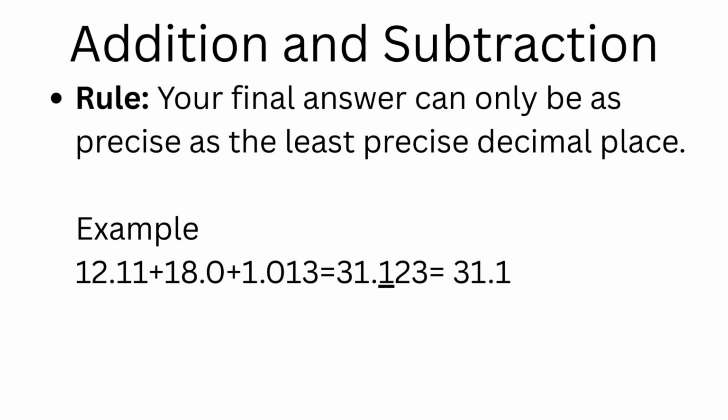For example, 12.11 plus 18.0 plus 1.013. Put the whole addition into your calculator and get the result out. The calculator will give you 31.123. Now you have to look at the decimal places of the individual numbers. 12.11 has 2 decimal places. 18.0 has 1 decimal place, and 1.013 has 3 decimal places. So the least precise decimal place is 1 decimal place, and we have to round the answer to 1 decimal place. That means we are going to get 31.1.